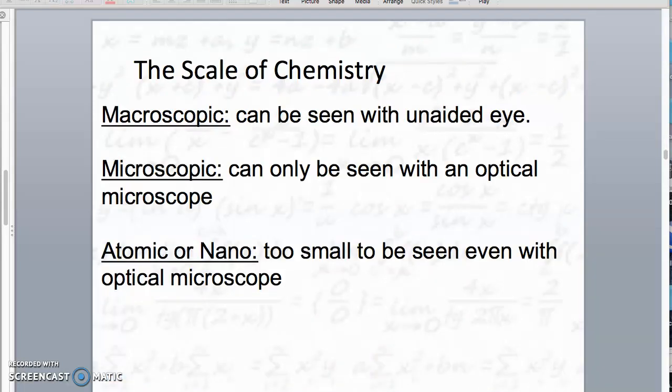Here are some of the definitions you should know. Be able to characterize items as being on the macroscopic, microscopic, or nanoscale. Whenever you hear the word atom, element, or compound, we're referring to the nanoscale. Cells, on the other hand, would be on the microscopic scale because we can see them under a microscope.